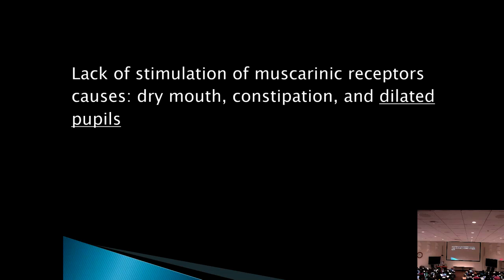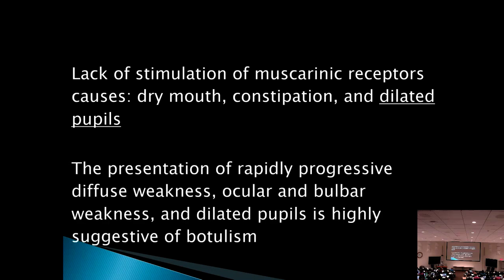They could have a dry mouth from understimulation of muscarinics. They could have constipation from understimulation of muscarinics on the GI tract. So the presentation of rapidly progressive diffuse weakness, ocular and bulbar, dilated pupils, in a nutshell, that's what you want to think of in botulism.